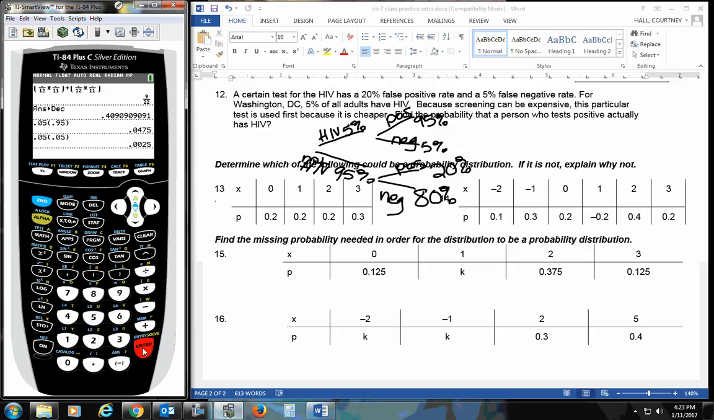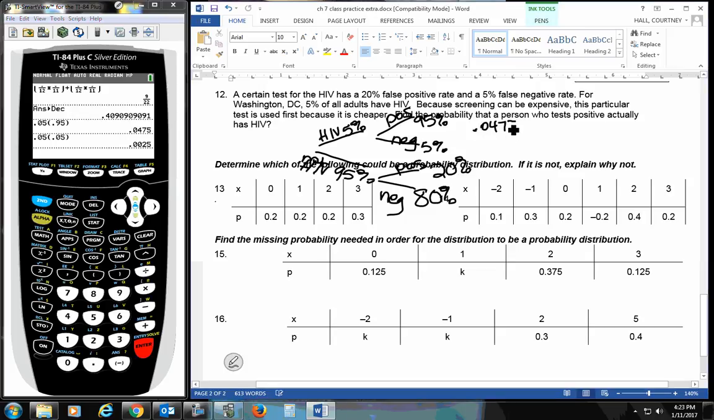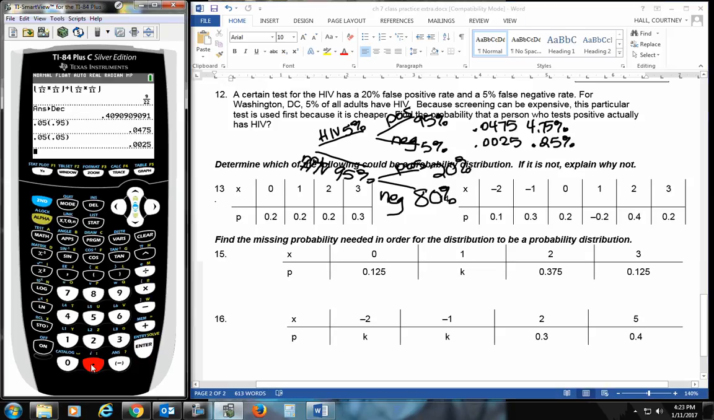Okay, so I've got 0.0475 here, or I could write that as 4.75%, same thing. And then I've got 0.0025, which is just 0.25%. Then the next set of branches, I'm going to do 0.95 times 0.2, and then I'm going to do 0.95 times 0.8.